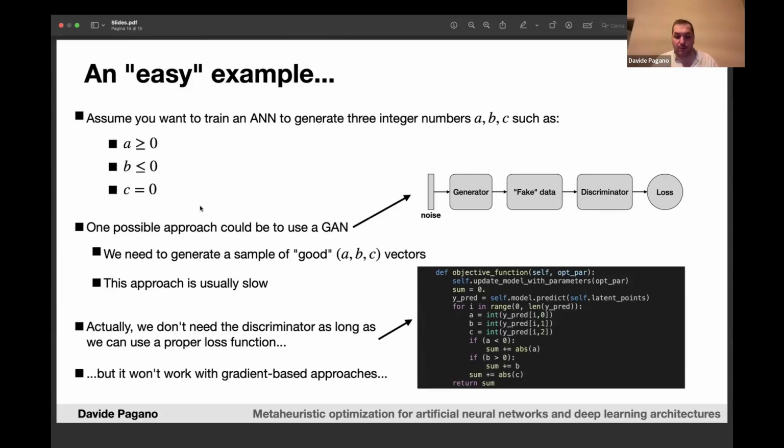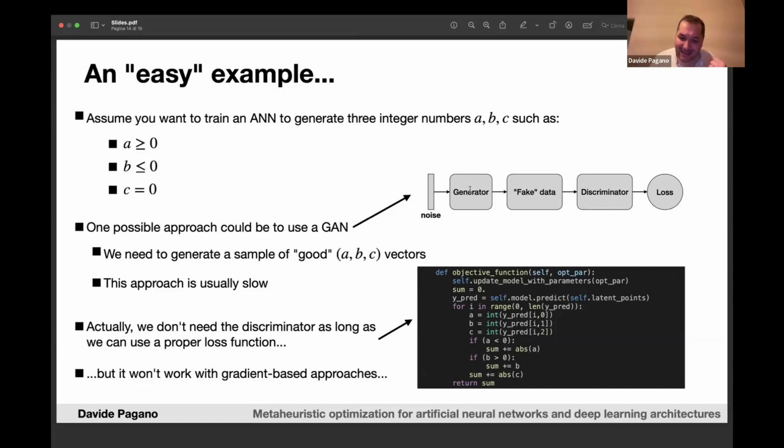Now, this approach has 2 drawbacks in general. One is that we need to generate a large sample of good data. In this particular case, this is trivial. I generate a large sample of vectors like this. But, in general, this is not a simple requirement. The other problem with this approach is that the training of this kind of network is very tricky, and usually it's very slow. But if you think about it, we don't really need the discriminator for this problem.